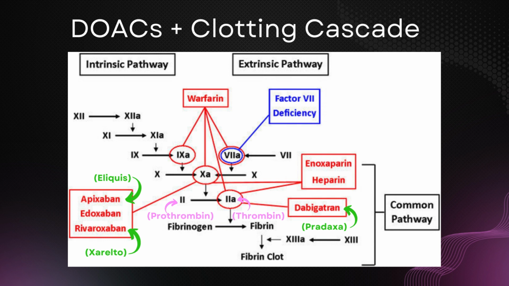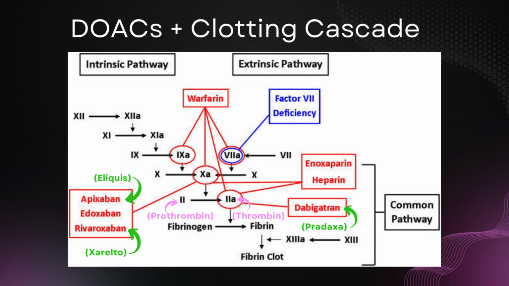DOACs work via the common pathway in one of two ways, either by preventing the conversion of prothrombin, otherwise known as factor II, into thrombin, otherwise known as factor IIa, or in the case of Pradaxa, by reversibly binding to the active site on the thrombin molecule. So with all three of these drugs, the end result is that thrombin is not available.